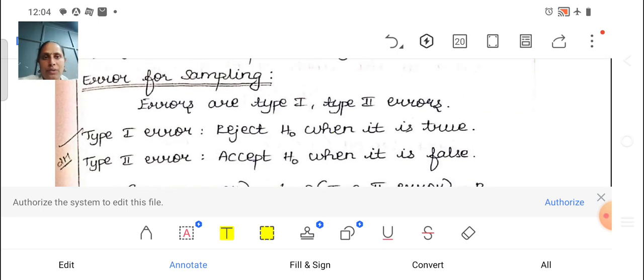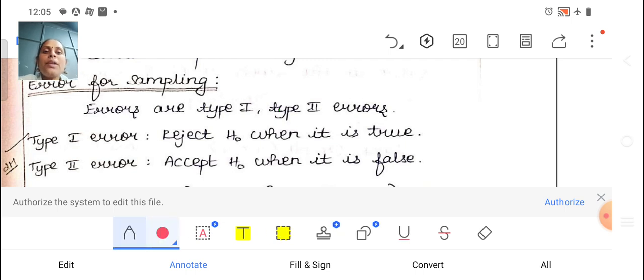Next one is error of sampling. Here there are two errors. One is type 1 error and another one is type 2 error. Type 1 error is rejection of H naught when it is true. If H naught is true and we reject H naught, it is called the type 1 error. Type 2 error is accepting H naught when it is false. So there are two types of errors, type 1 error and type 2 error.